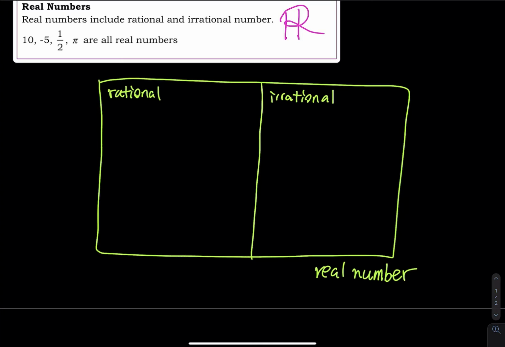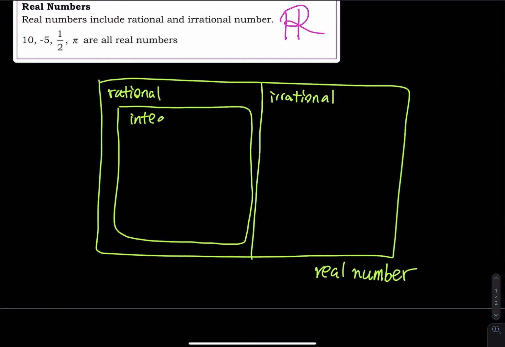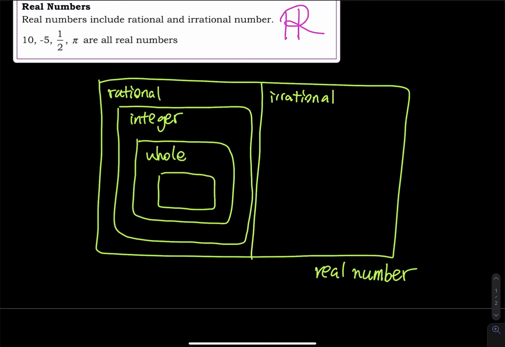Rational number contains integer. So that means on the rational number side, I have integers right there. And then inside integer, we have whole number. And then inside whole number, we have natural number. The smallest natural number is 1.